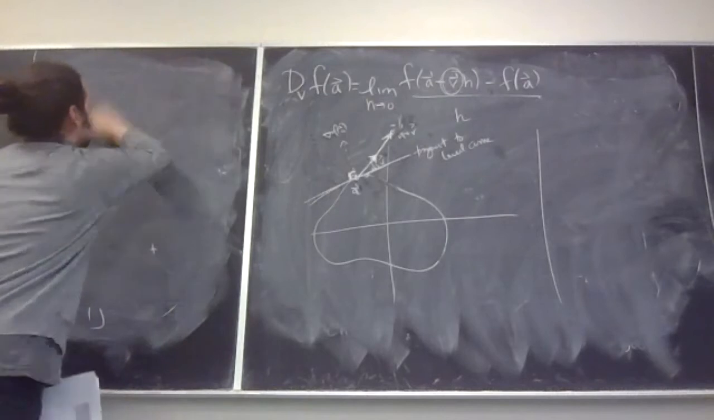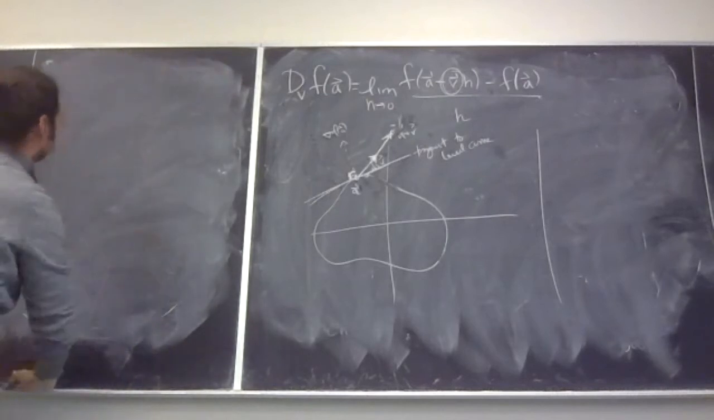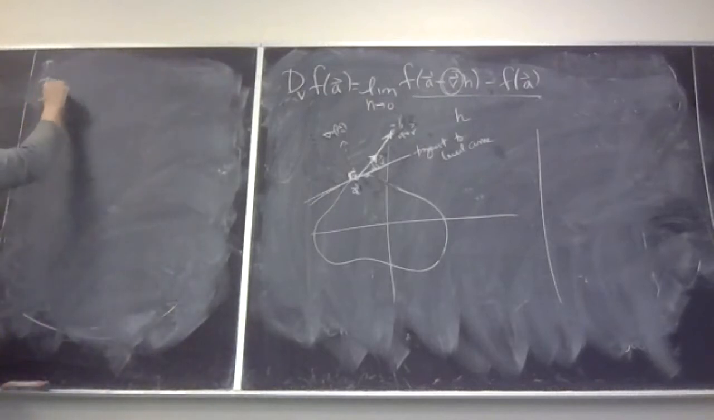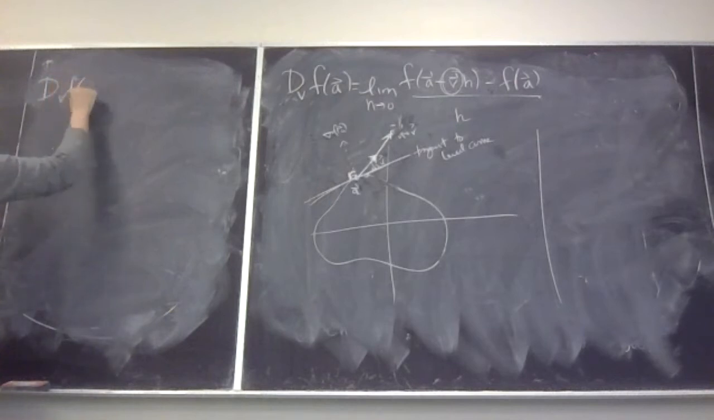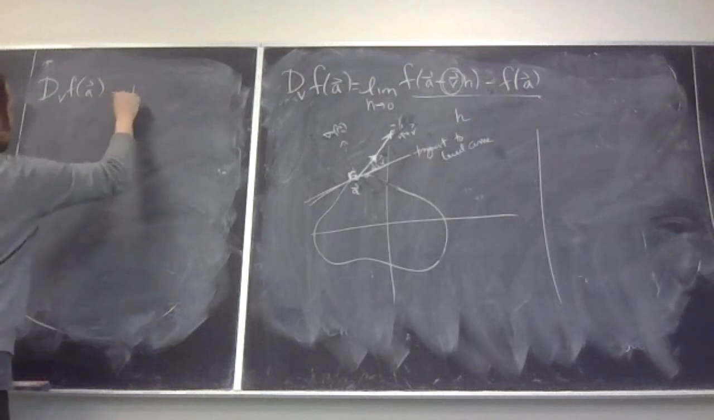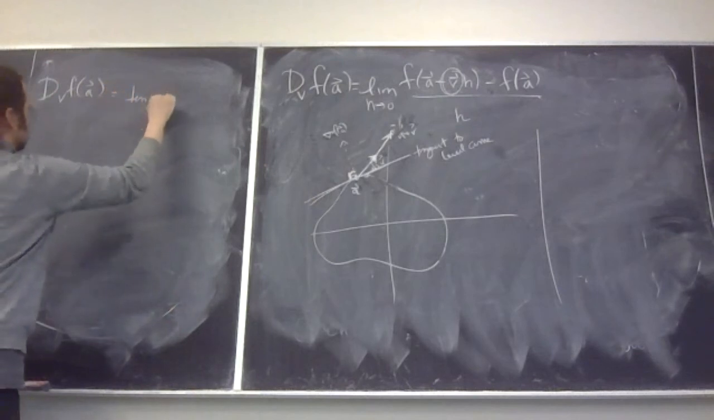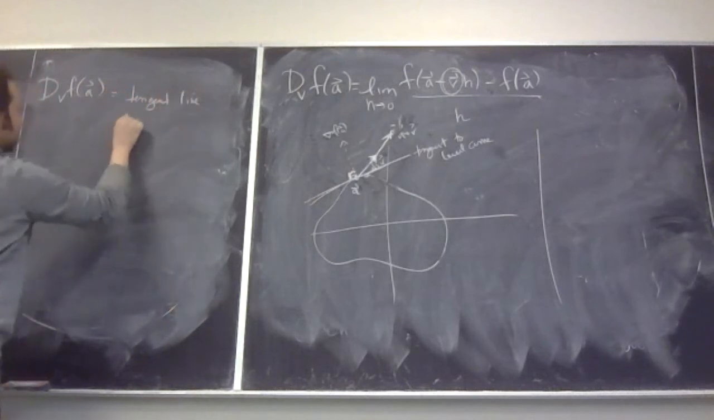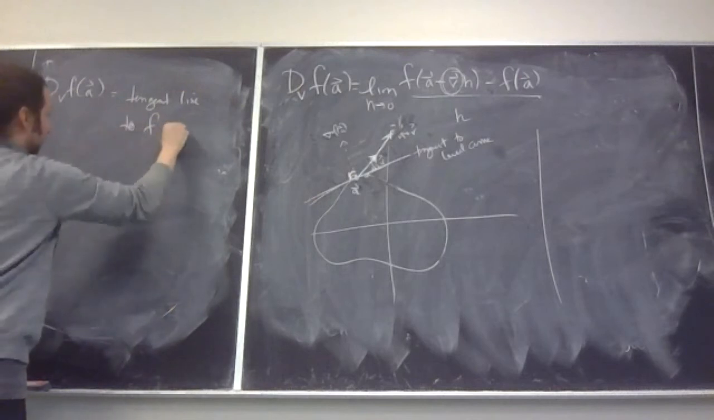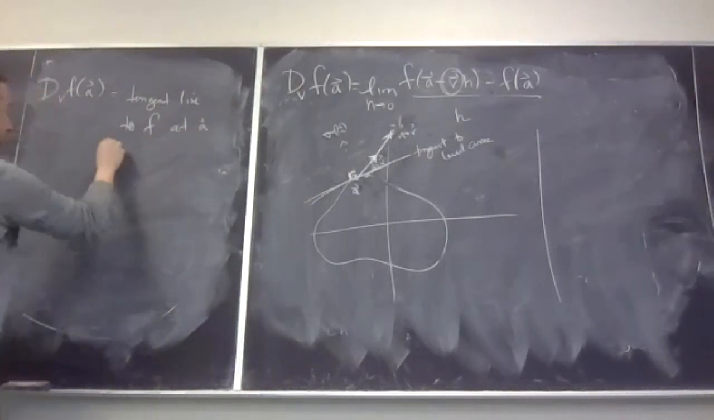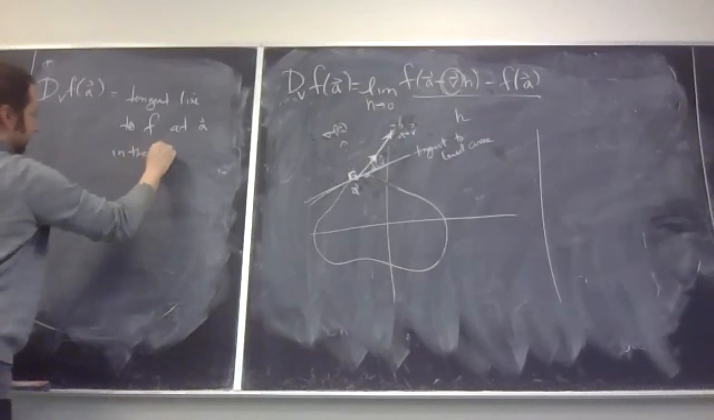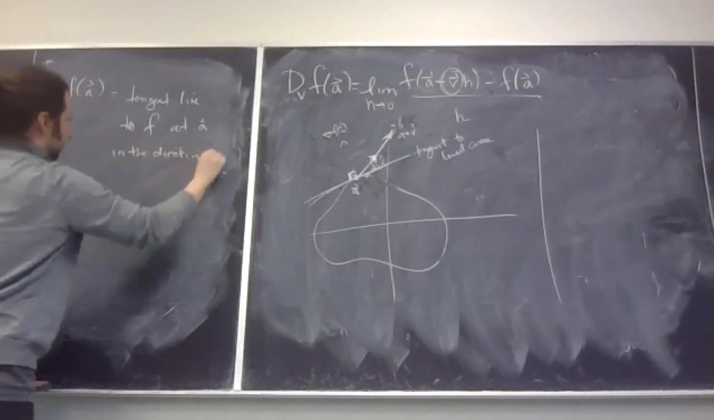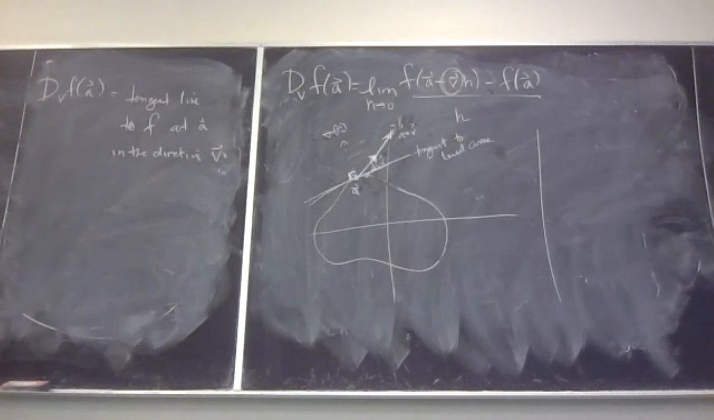Okay. But anyway, the idea is that all this does, D_V F at A. If you don't remember anything else about this, remember that this is the tangent line to F at A in the direction V. Yep. Is this still the transpose of the gradient? Transpose of the gradient.